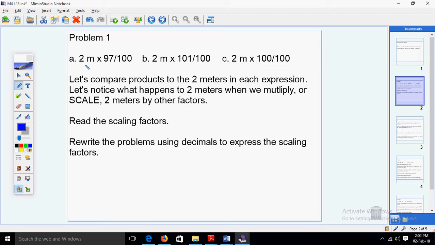All right, so I'm going to rewrite each of these as decimals. So we have 2 times 97 hundredths. Here I have 2 times 1 and 100th. And here I have 2 times 1. I'm going to go ahead and put our zeros behind just to show that it's 100 hundredths. So if you notice, this is below one whole number, this is above one whole, and this is right at one whole. The only thing we switched today was that we're now going from fractions to decimals, okay?